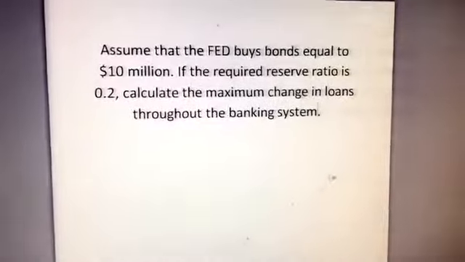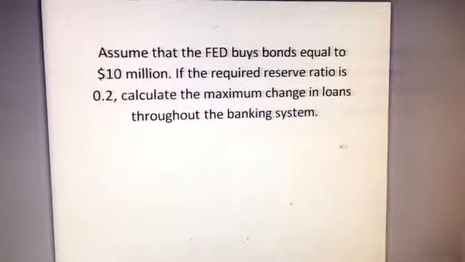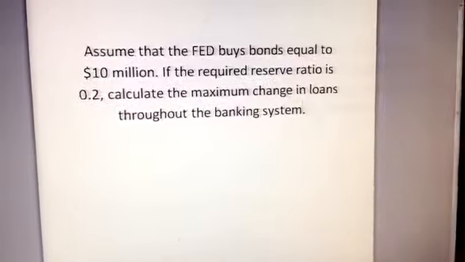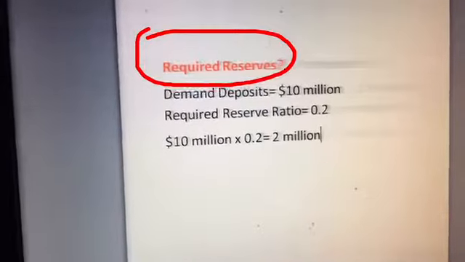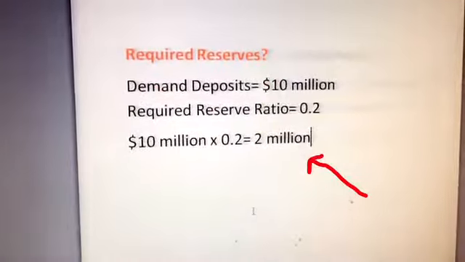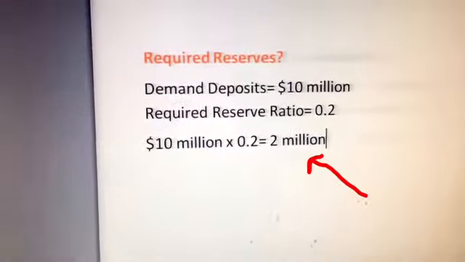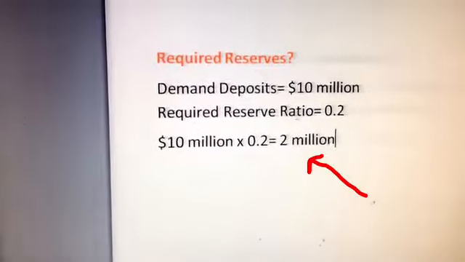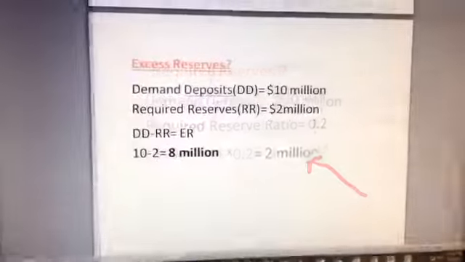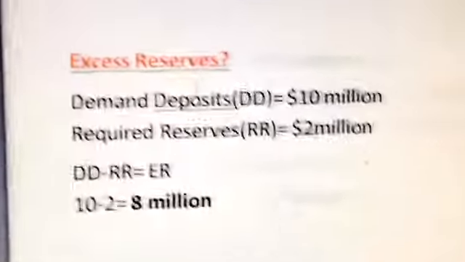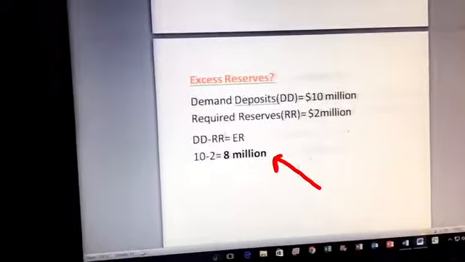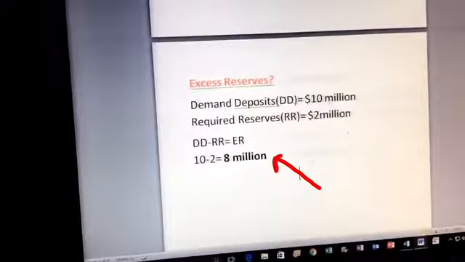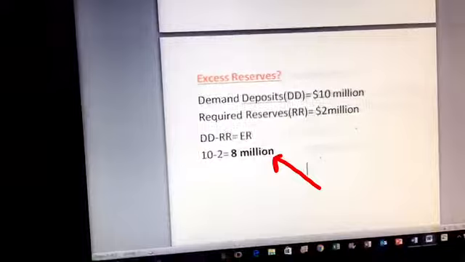Now back to the scenario. We're looking for the total money supply since it says banking system. The first thing we look for is required reserves. To find the required reserves, you multiply demand deposits times the required reserve ratio, which will give you 2 million. Next, we have to find the excess reserves. Demand deposits minus required reserves equals the excess reserves. So 10 minus 2 million equals 8 million.